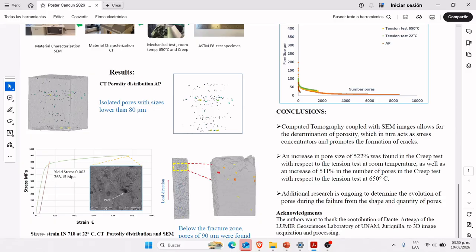An increase in pore size of 522 percent was found in the creep test with respect to the tension test at room temperature, as well as an increase of 511 percent in the number of pores in the creep test with respect to the tension test at 650 degrees Celsius. Additional research is ongoing to determine the evolution of pores during the failure, regarding the shape and quantity of pores.